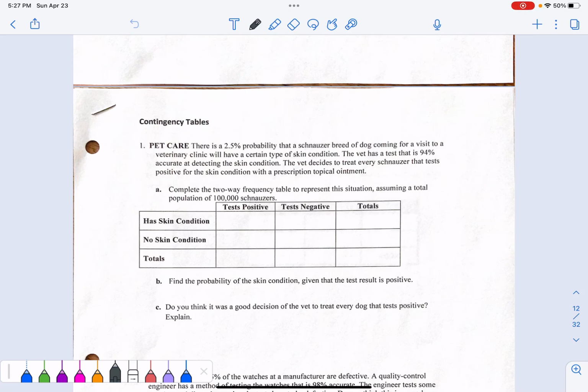Okay, stats, this is the last section of chapter 11 that we're going to talk about. It goes with 11 too, but this is all analyzing contingency tables, which are also called two-way frequency tables.